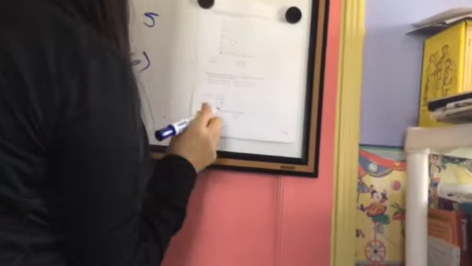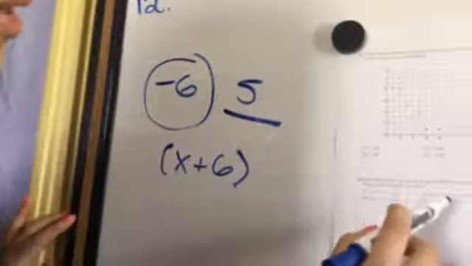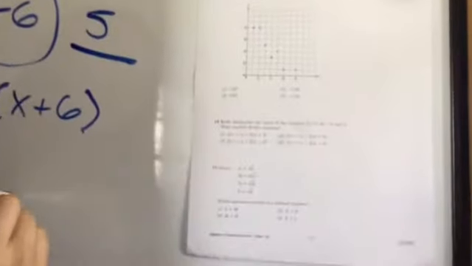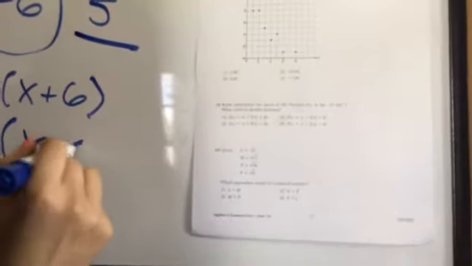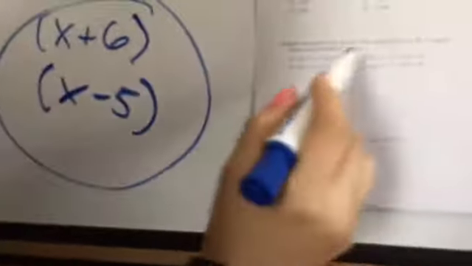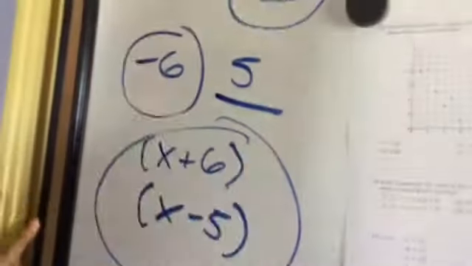And 5, let's take that one next. 5 plus 5 is equal to 10, not 0. But x minus 5 is equal to 0. So x minus 5. And the only answer with both of these is number 3, which is your answer.